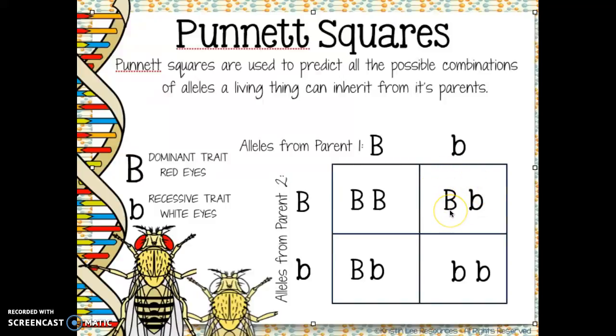Again, capital letter always wins. So this offspring would have red eyes. Down here, same thing. This offspring would have red eyes. And finally, this offspring has 2 lowercase b's, which is the recessive trait of white eyes. So this does not mean that they're going to have 4 offspring. It just simply means with 1 offspring, these are the different possibilities that their eye color could be.